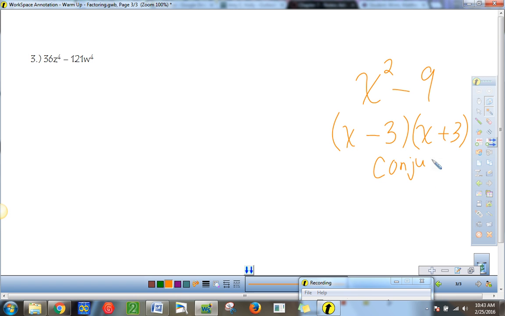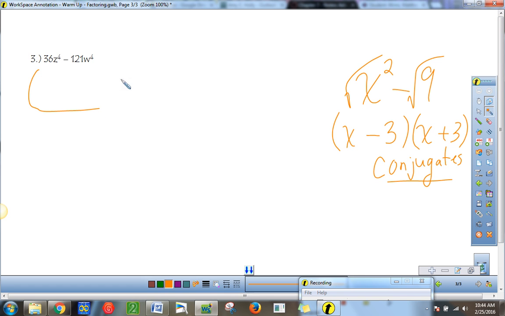Perfect squares, right? Conjugate. The whole purpose of conjugate is to get rid of that middle term. That's the whole purpose, and it's just a shortcut. You can just square root stuff. That's what we're doing. These are perfect squares, so 9 is a perfect square. So it's the same idea here.